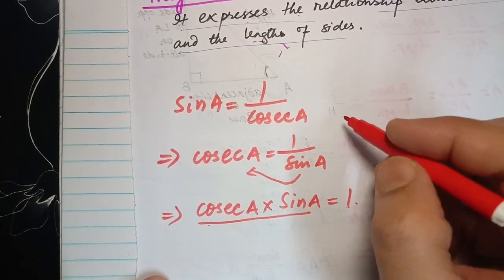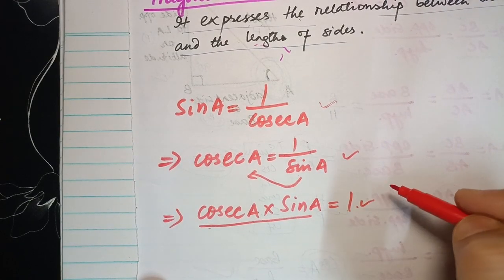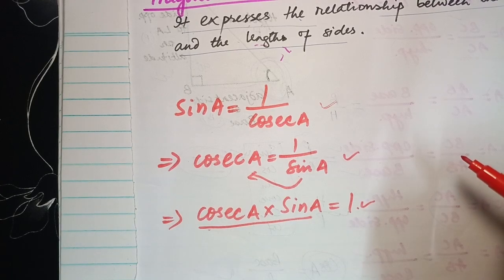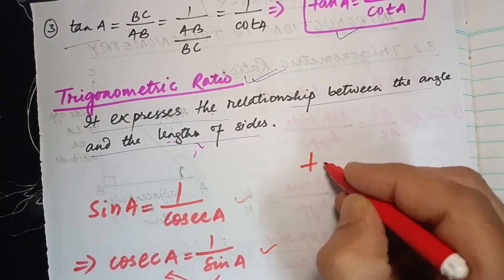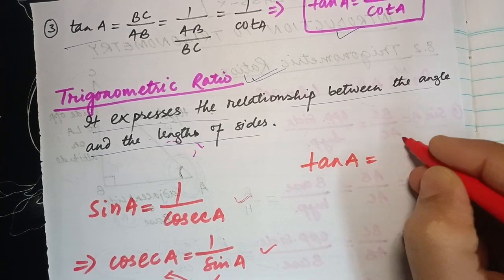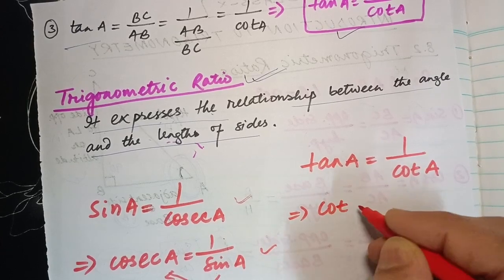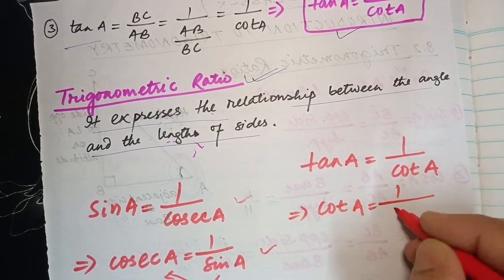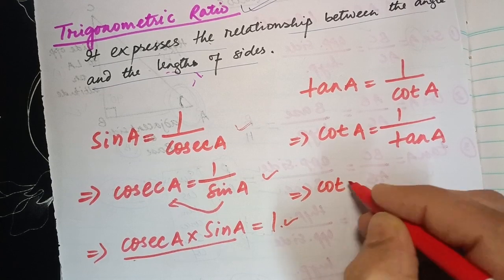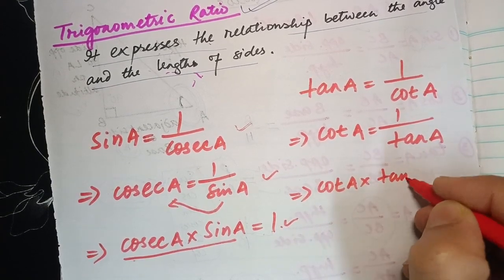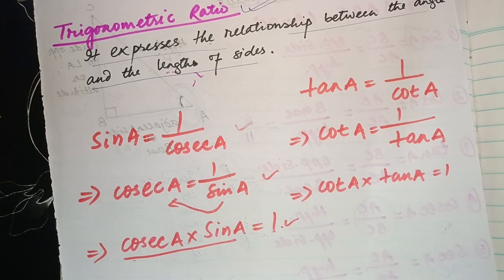With sine and cosec, you can find three different ways of writing. So don't get confused. You have to use it according to the need of the questions. Suppose I write tan A. As I already told you, tan means 1 by cot. Similarly, cot A can also be written as 1 by tan A. And one more way of writing it is cot A into tan A will give you 1.